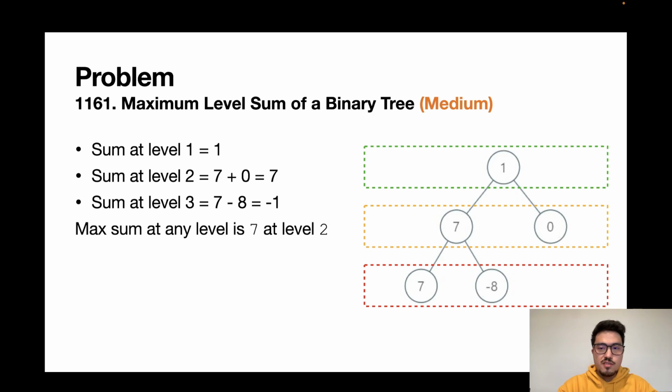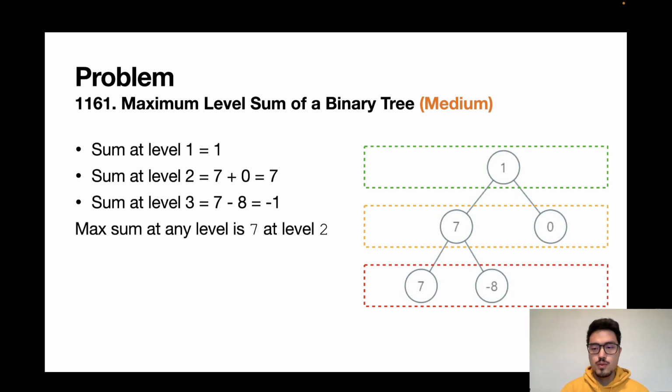So for example, the green box is the first level, which only has the root. So the sum at level 1 is 1, only the root. The yellow box is the second level, level 2, and it has two nodes, 7 and 0. So the sum of all the nodes on this level is 7. And the third level is the red one. It also only has two nodes, 7 and minus 8, so the sum of level 3 is minus 1.